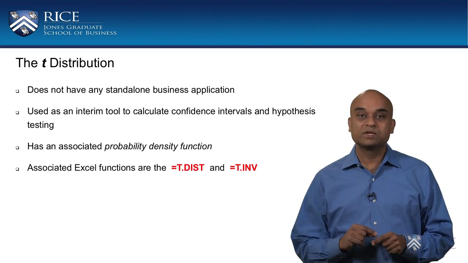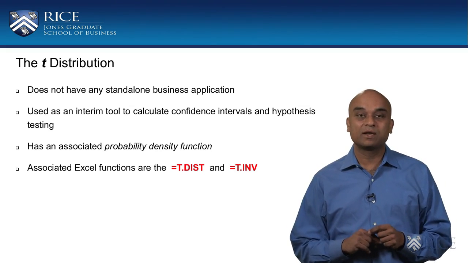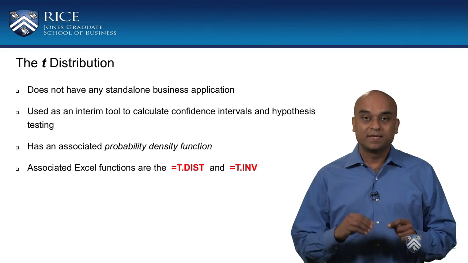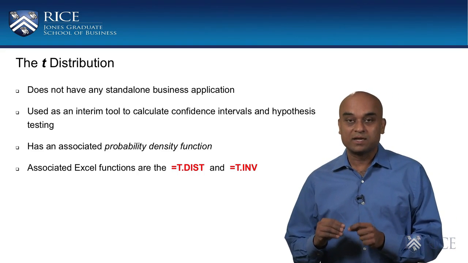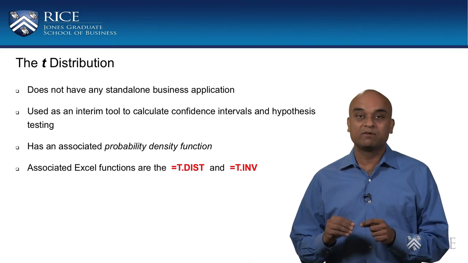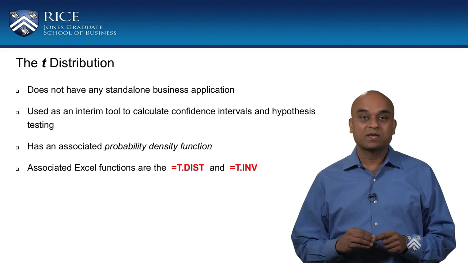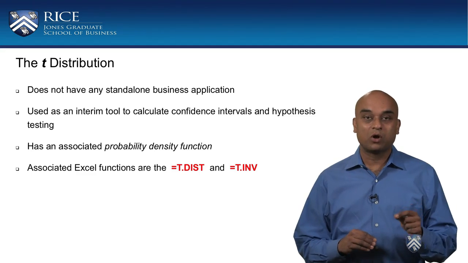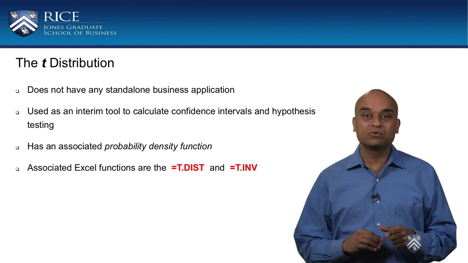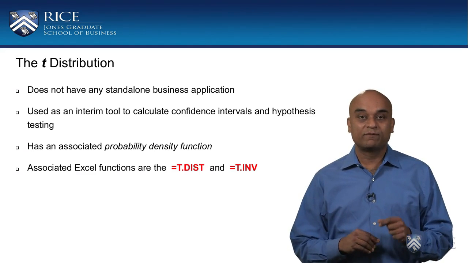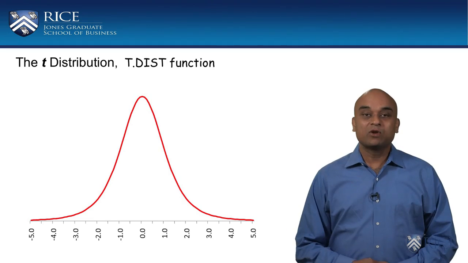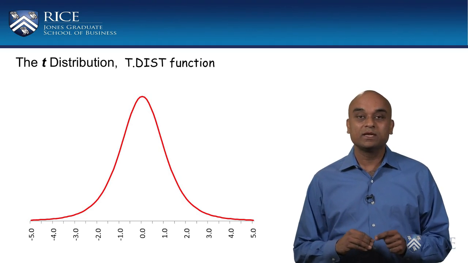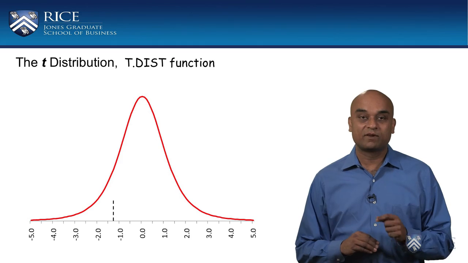What we will introduce is the associated Excel functions to calculate various probabilities and outcomes using the T distribution. These are the T.DIST and the T.INV functions. These functions are analogous to the NORM.DIST and the NORM.INV functions we introduced in course 2 with reference to the normal distribution. The T.DIST function calculates the area under the curve or the probability in a T distribution to the left of a number.